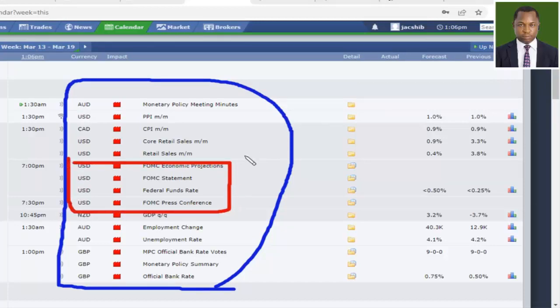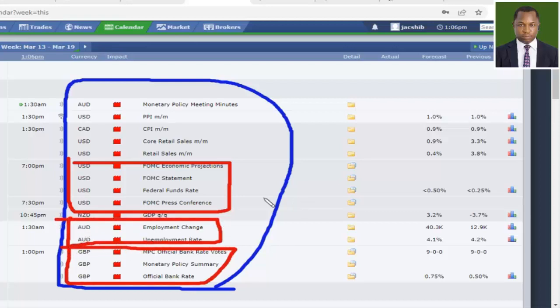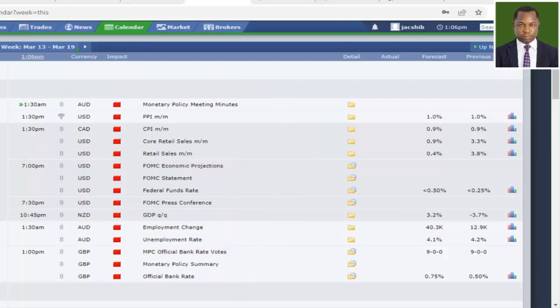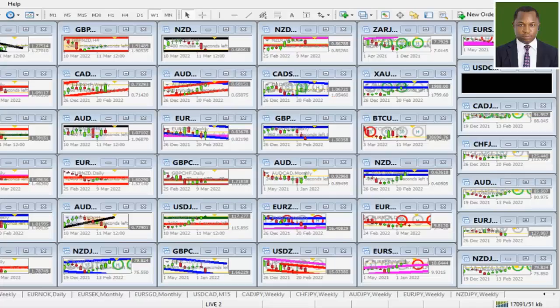Then we also have interest rate and employment data coming from the sterling pound and the Australian dollar axis respectively. All right, so these are very heavyweight news announcements, and we have the hint that we may have a very active trading week. So without waste of time, let's move into the chart and conduct our analysis for the few pairs that we have selected to understand what is really going on.